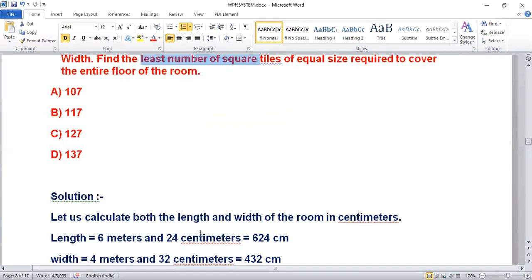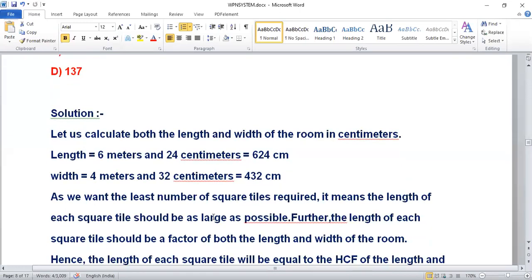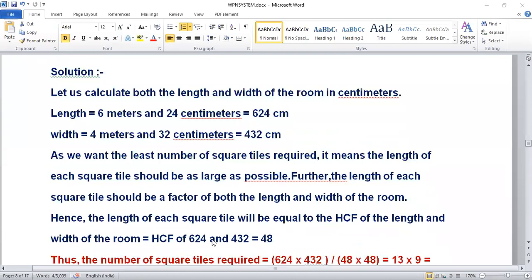Okay. So let us find, first of all, convert it into centimeters. As we are supposed to find the least number of square tiles, the length of each tile should be as large as possible. So we are going to find the HCF of 624 and 432, that is coming out to be 48. That is step number 1.